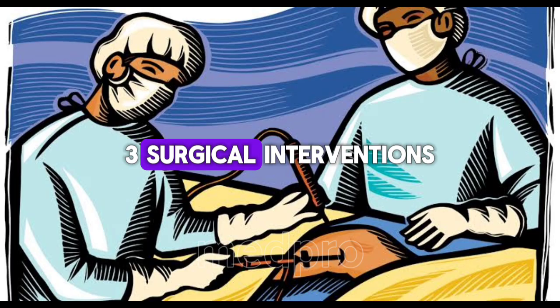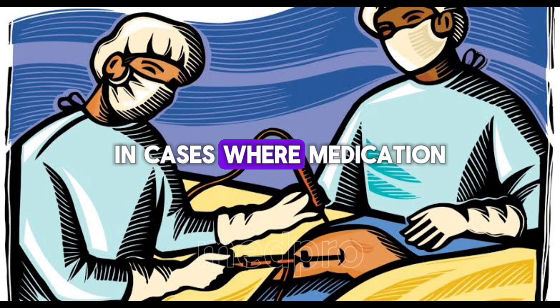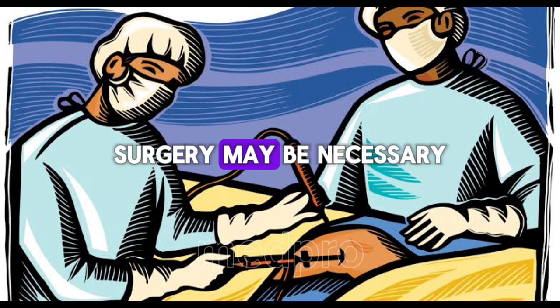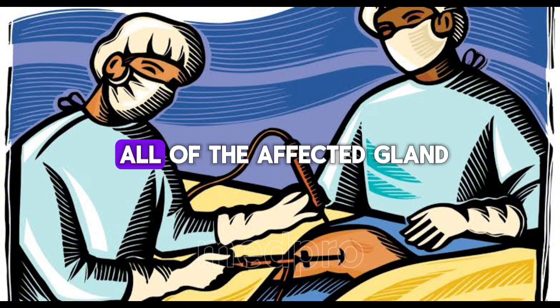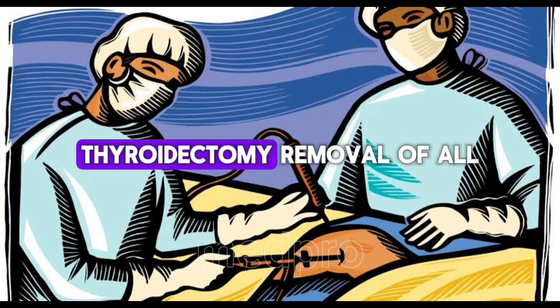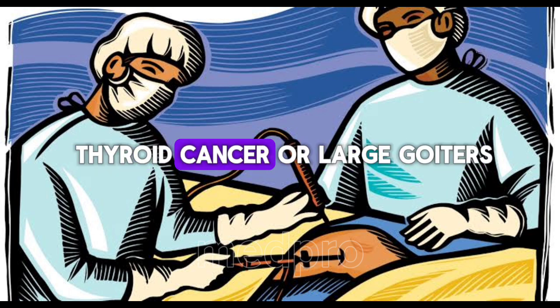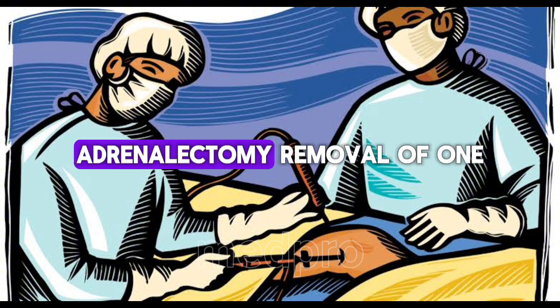3. Surgical interventions. In cases where medication is insufficient or when tumors are present, surgery may be necessary to remove part or all of the affected gland. Thyroidectomy, removal of all or part of the thyroid gland, often used to treat thyroid cancer or large goiters.